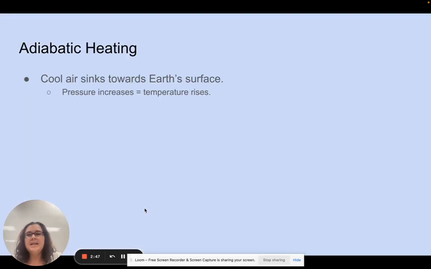Adiabatic heating is kind of the opposite. That cool air, remember, cold is more dense. Eventually, it's going to start to sink back down to the earth. As it sinks back down, it's getting more pressure and the temperature is actually going to rise. So air as it's coming down is warming, and as it's going up is cooling.